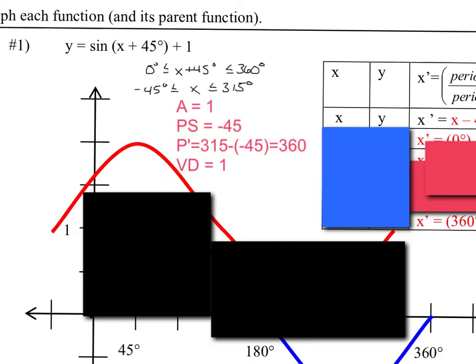So once again, that gives us a phase shift of negative 45 degrees, a new period of 315 degrees minus a negative 45 degrees, which is 360 degrees. Vertical displacement here is 1, and A is also 1. That's the information we need to get this new graph.